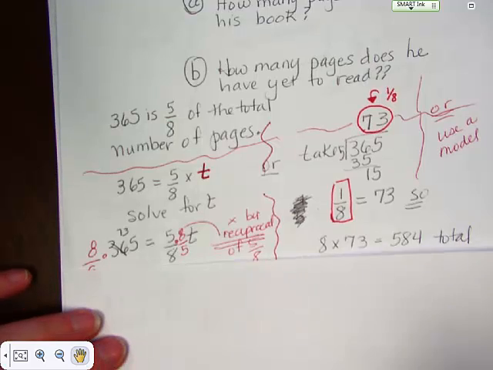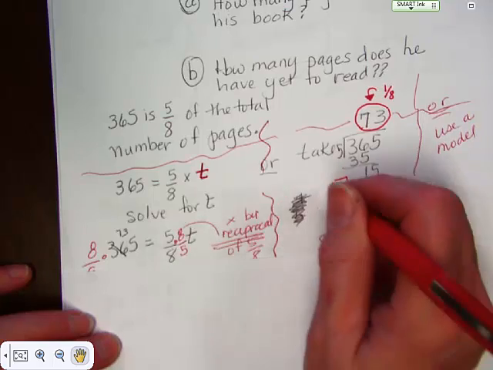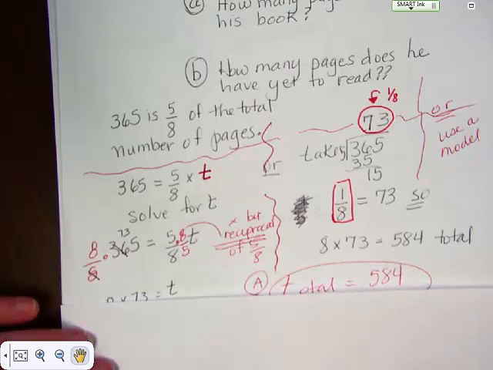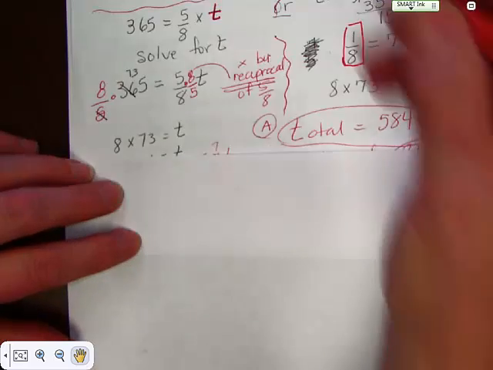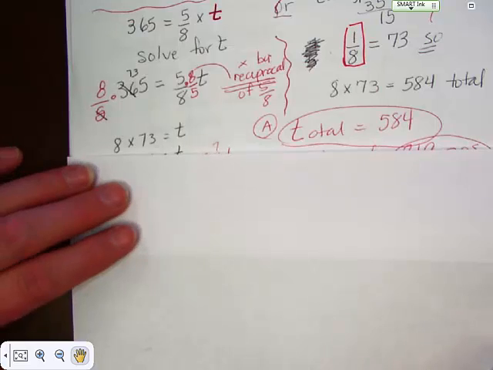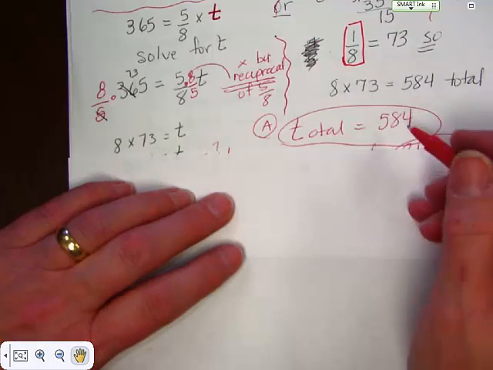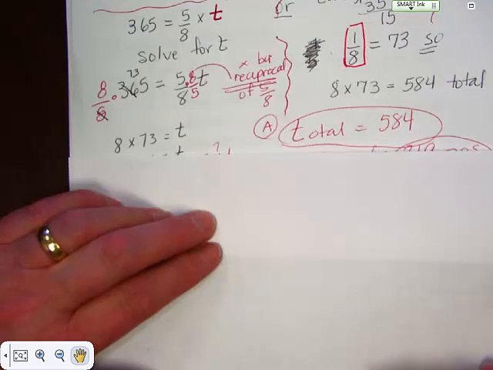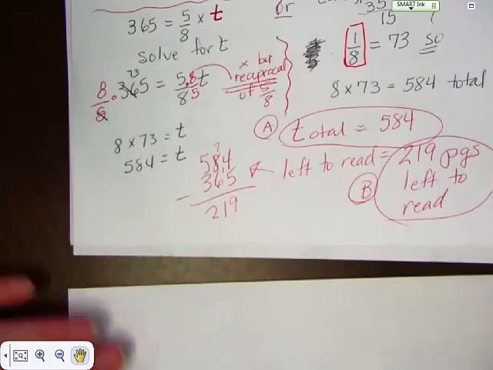Now, 8 times 73 is 584, because we think of 8/8 equals a whole. So 8 times 73 is 584. The total number of pages, 584. So that answers our first question. How many pages does he have yet to read? Well, he's read 365 out of a total of 584. I think probably subtracting would be what I would do. So once you've done it, you would find out that he has 219 pages left to read.